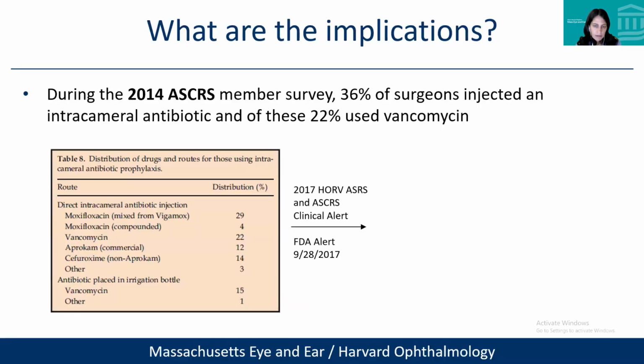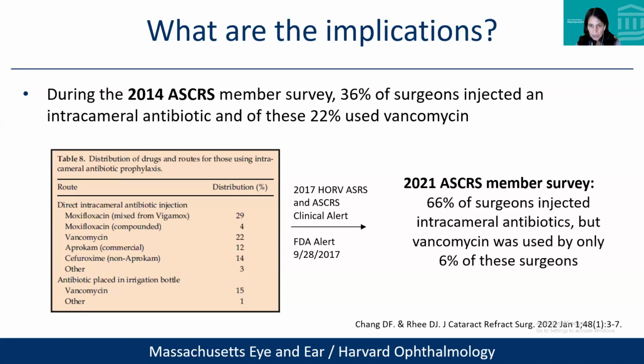In 2017, this case series came out and the FDA issued an alert. And since then, when they were surveyed again in 2021, although there was still a significant growing number of surgeons who were using intracameral antibiotics, vancomycin use was decreased significantly. And the recommendations from the 2017 paper do note that this is an extremely rare occurrence with intracameral vancomycin, but it is still there and present. And I think cataract surgeons have become aware of this and choose to use other intracameral antibiotics instead.